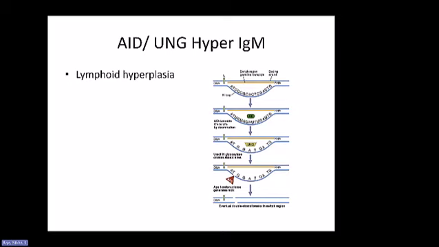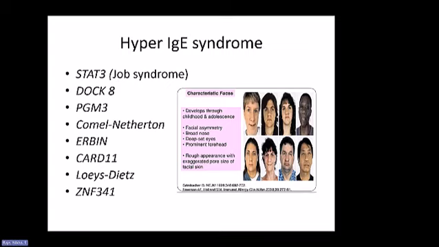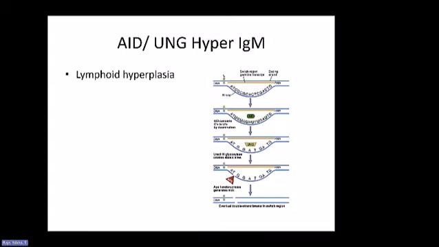AID and UNG, we talked about this. This is the switch region where the AID comes and converts all the C's to U's, and then the UNG will take away. It makes that site abasic. And then APE comes along and makes nicks at those places, and then there is class switching. If there is a defect in AID and UNG, unlike the CD40 ligand defects, these patients can have lymphoid hyperplasia along with that high IgM. But they will not have opportunistic infections because the defect is pure B cell and the T cells are completely normal, so you don't see opportunistic infections here.